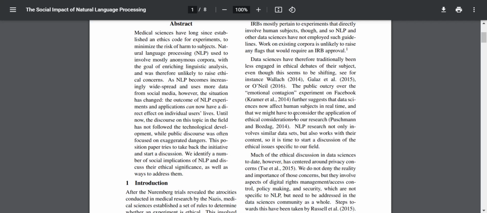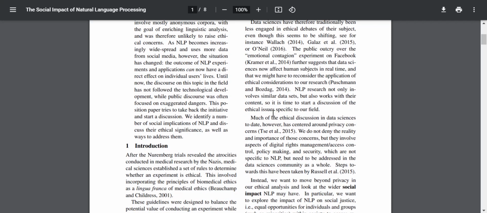So this paper basically wants to establish some guidelines and evaluate in what cases research should be approved and in what cases it shouldn't be. So the paper wants to discuss the ethical issues which are specific to this field.